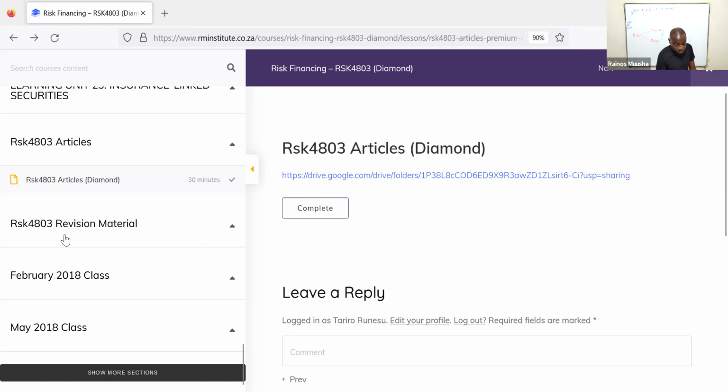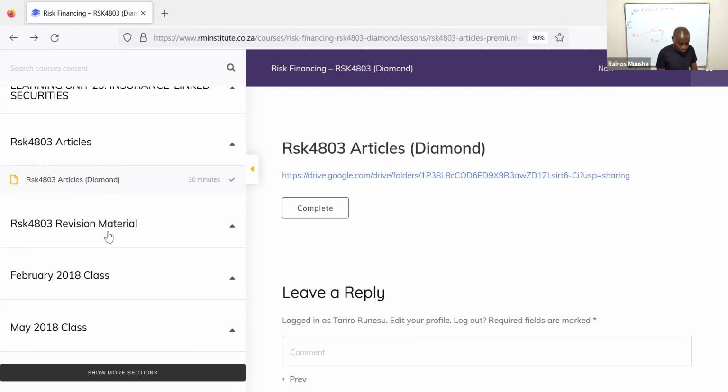If you click on revision material, although for this particular package you're not able to access it as yet, you'll be able to access it towards the beginning of October, because from the beginning of October, that's when we start giving you access to the revision material. By the end of October, we should be done going through the articles and the study units, and we'll be concentrating on what?